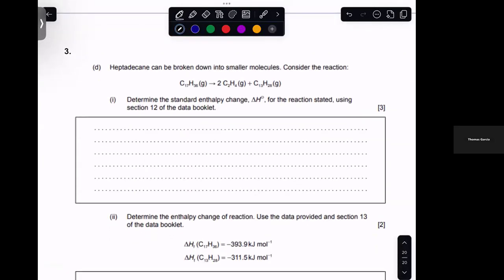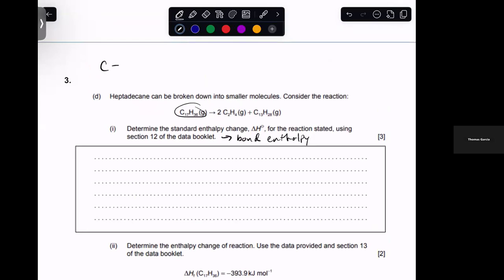All right, moving on to number 3 of paper 2. Heptadecane can be broken down into smaller molecules. Consider this reaction. Determine the standard enthalpy change, delta H, for the reaction stated using section 12 of the data booklet. Section 12 is bond enthalpy, which means we need to find bonds, which means we kind of have to draw these out.